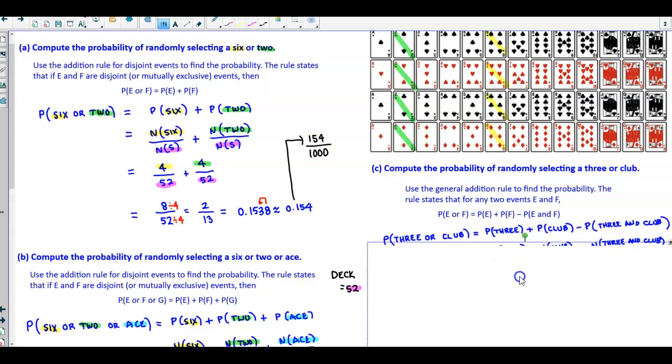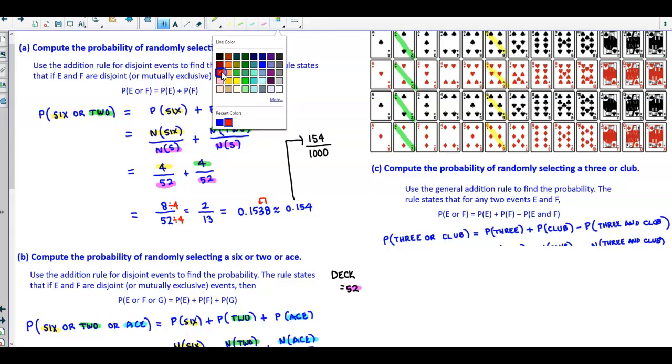So we want to be able to find the probability of a 3 or a club. So that means that we want to find the probability of a 3 plus the probability of a club minus the probability of a 3 and a club, because that means we want to find that card that is a 3 and a club.